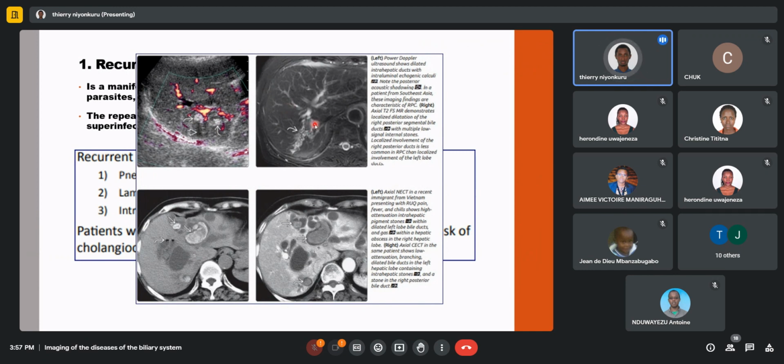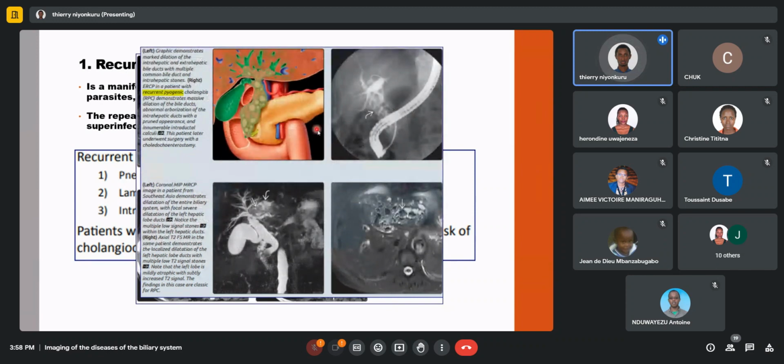On this T2 sequence MRI, we can visualize that there is a dilatation. If you compare with the right anterior sectoral duct, you can see that this posterior sectoral duct is dilated, and we can see that it is irregular, with some signal void inside, which is characteristic of a stone which has caused obstruction and a subsequent dilatation of the sectoral duct.